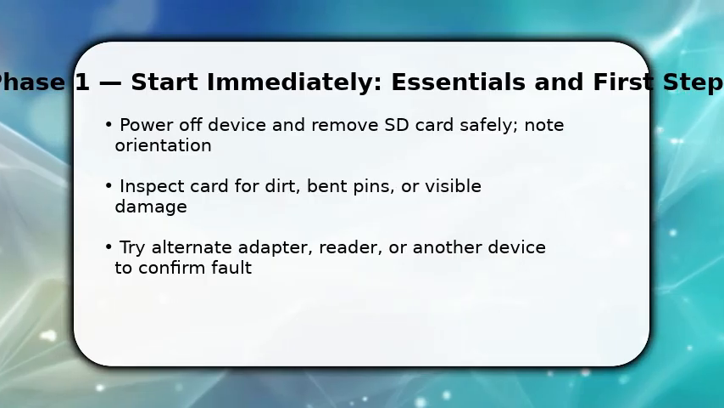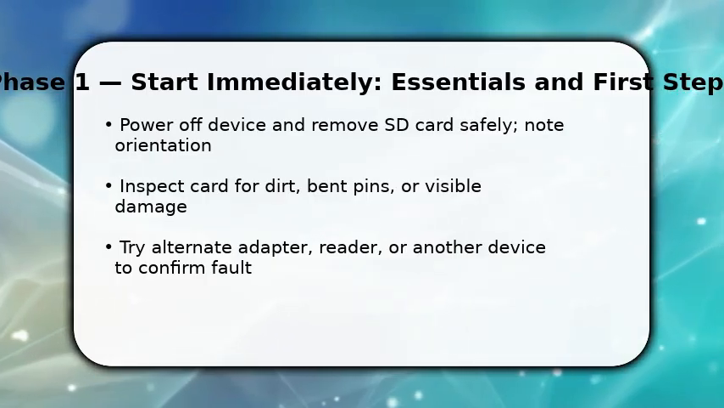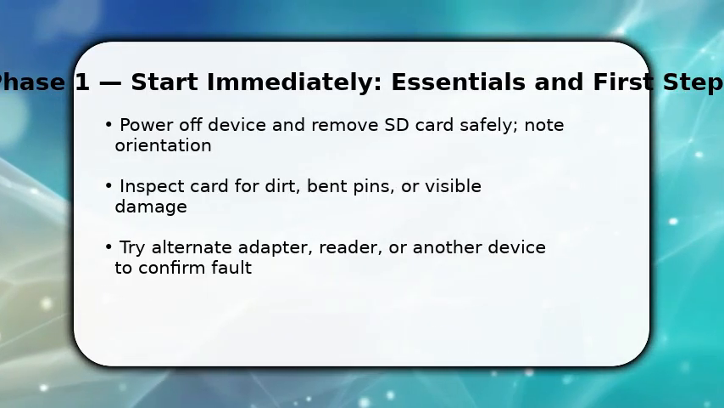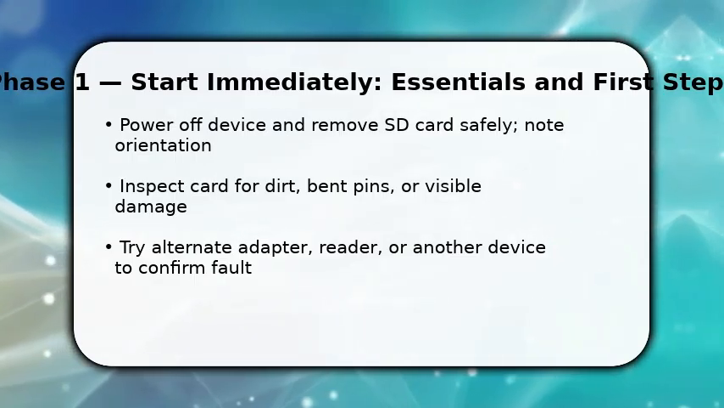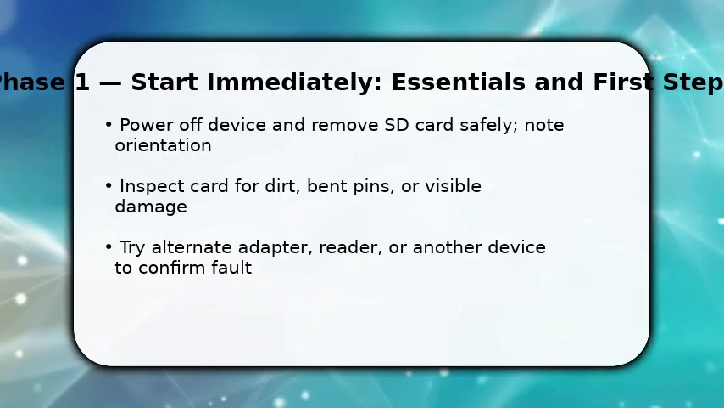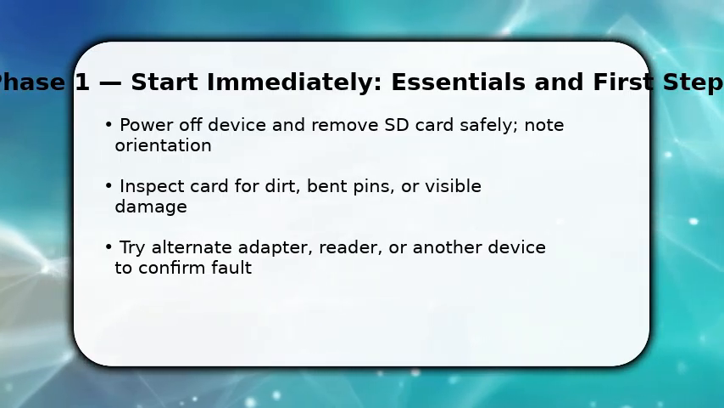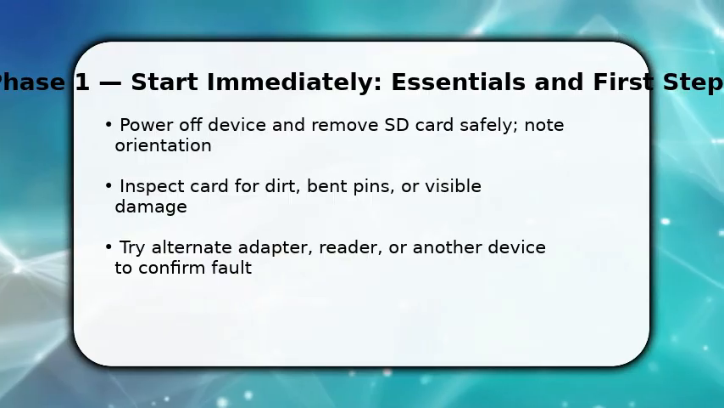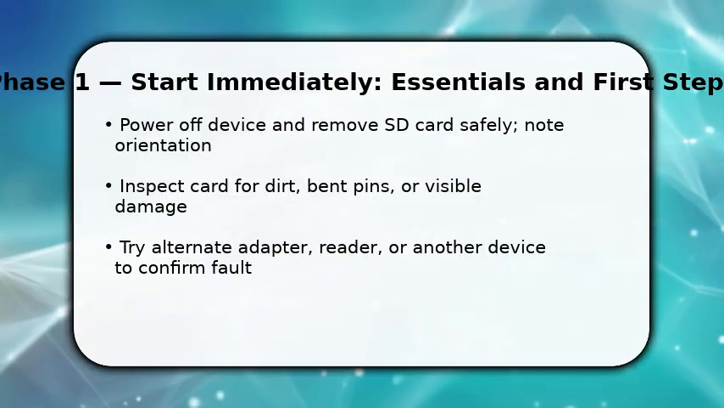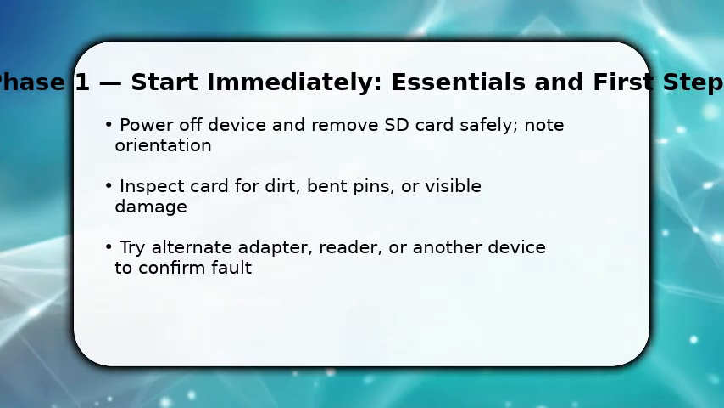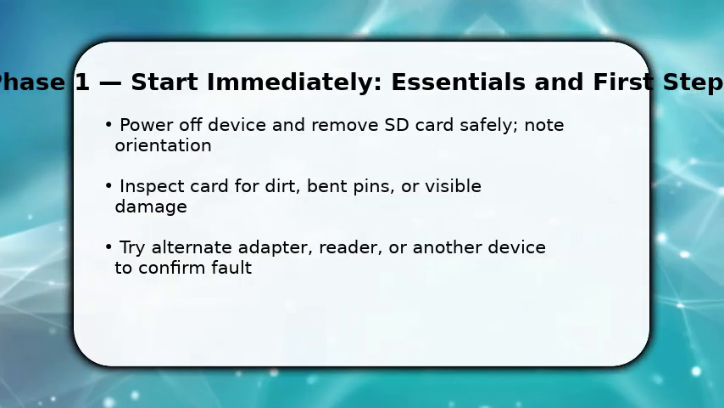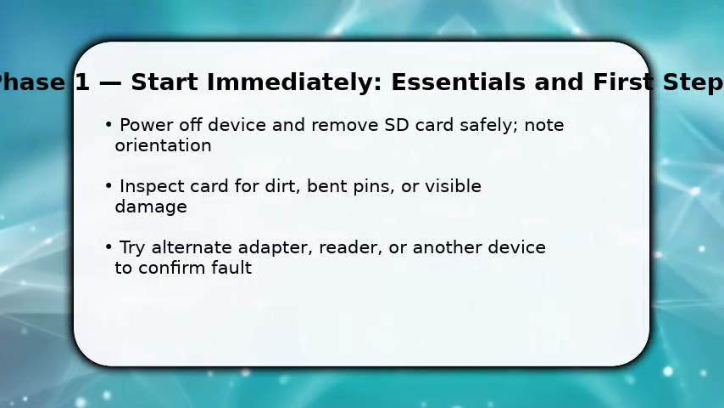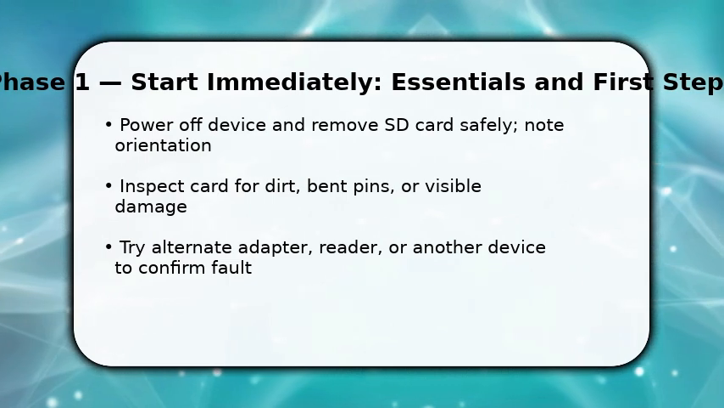You start by powering off the host device and removing the micro SD card carefully. This prevents data corruption. Once out, visually inspect the contacts for dirt, debris, or bent pins because contamination is the most common cause. Then insert the card into a known good adapter or USB reader and test it on a second computer or phone. This tells you whether the issue is the card, the adapter, or the original slot. Make notes on what failed before continuing.